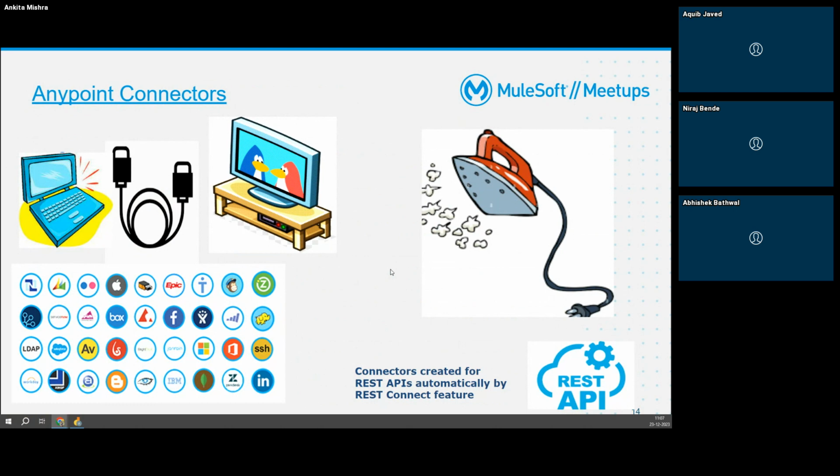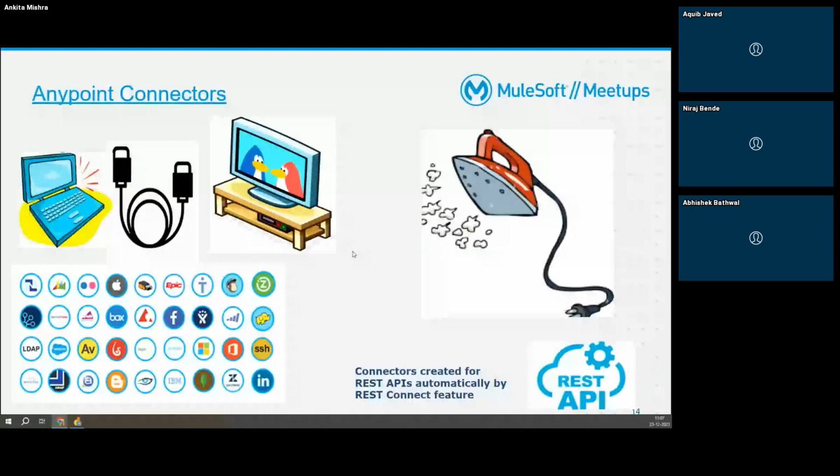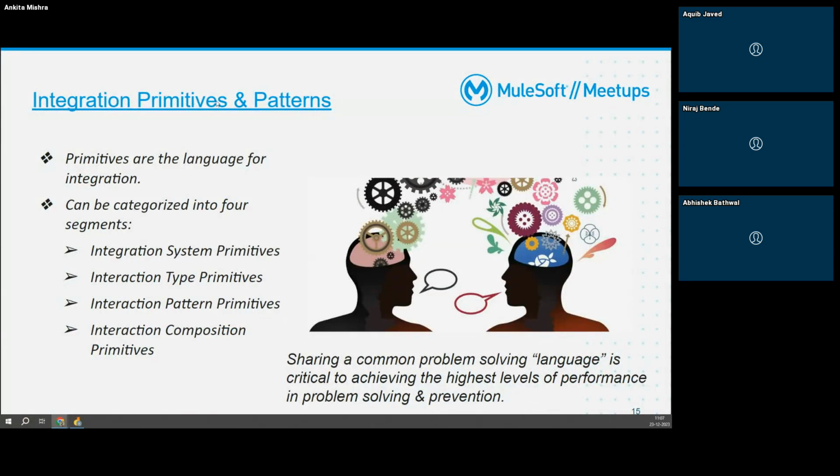Okay, so let me take you to the next part of this meetup, where we will talk about integration primitives and patterns. So what are primitives and patterns? Primitives are nothing but the language for integration. Definitely every application or IT system uses different kinds of vocabularies. If I'm saying that I have to send a request and a response, there is a meaning behind a request.